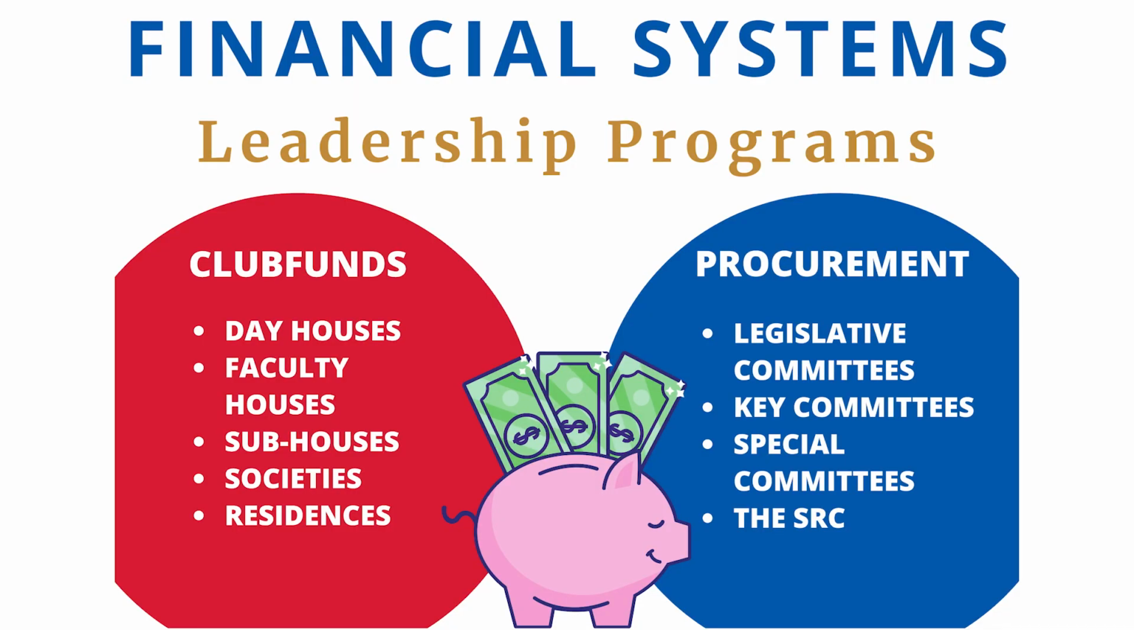Now, this is where it gets specific. Managing your structure's finances involves key payments and procurement processes, but these differ depending on which type of student structure you belong to. You need to know which system your structure uses inside out for effective planning and execution. If you're part of a day house, faculty house, sub-house, or society, your structure makes use of the UP Club Funds system for payments and transactions. For you, the primary method of payment and transacting is exclusively through expense reports, or ERs.